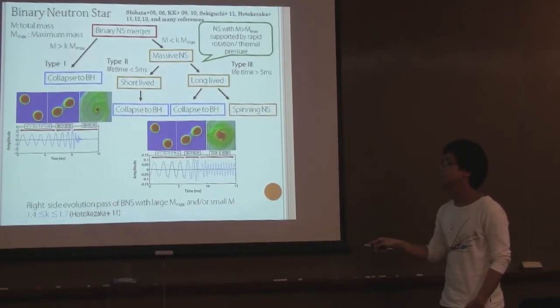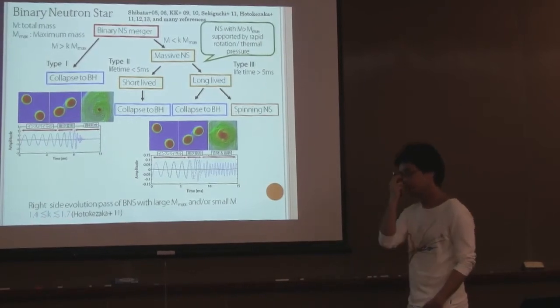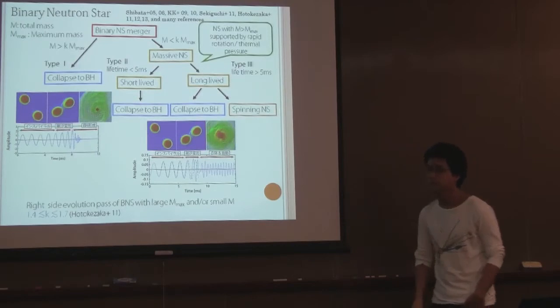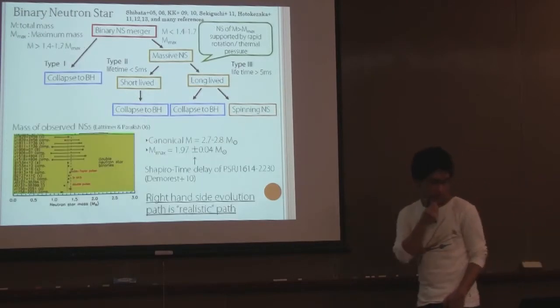In this work, we adopted 5 kinds of equations of state, like APR, H4 and SLy, with values from 1.4. So this range covers the range of different equations of state.